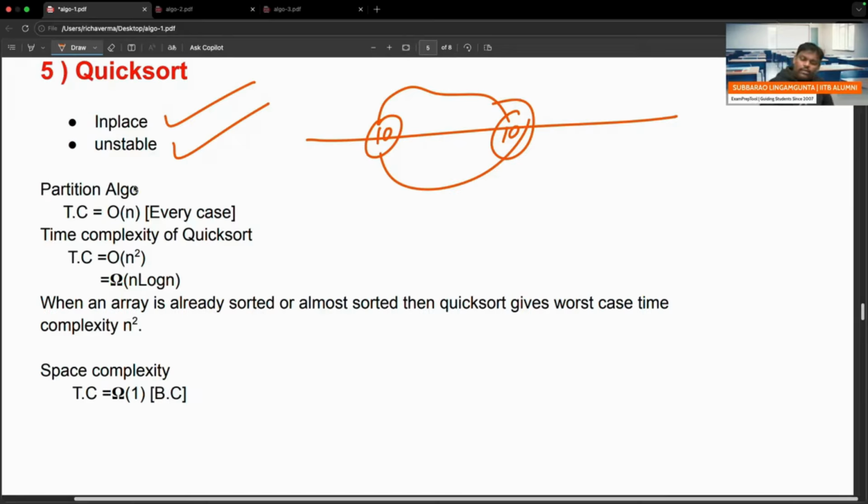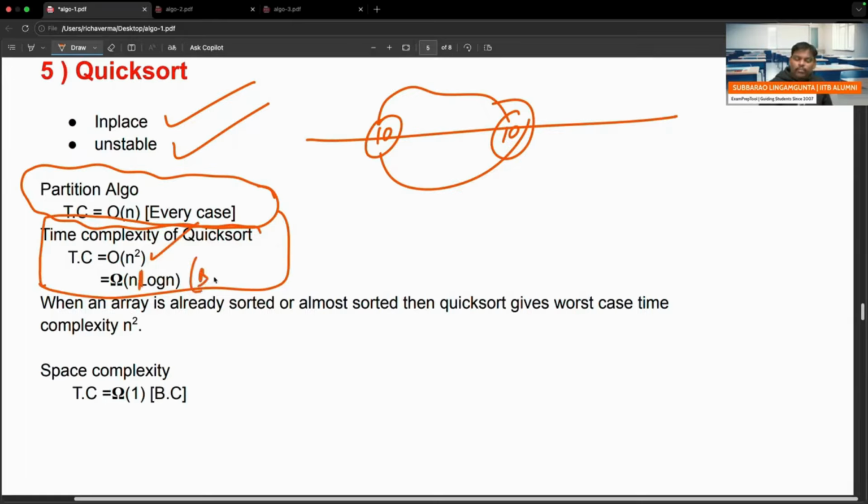Next, the major part of the quicksort algorithm is partition. The partition algorithm has one for loop, so time complexity is order of n in every case. Let's see the overall time complexity of quicksort. Worst case is n square. Best case and average case is n log n. When the array is already sorted or almost sorted, quicksort gives worst case time complexity n square. What about space complexity?